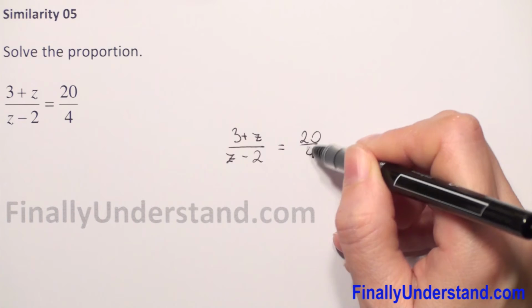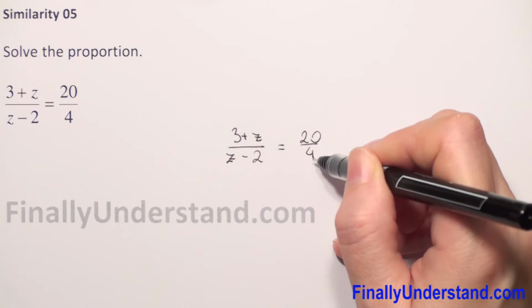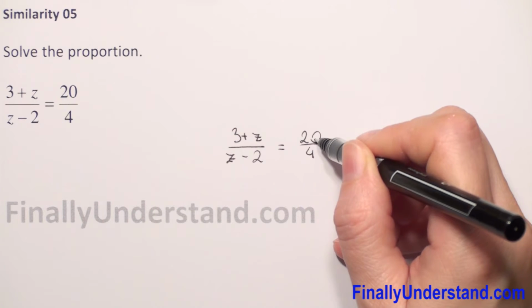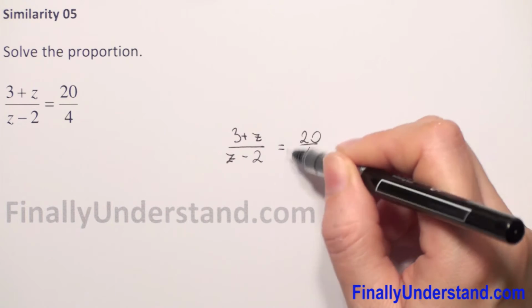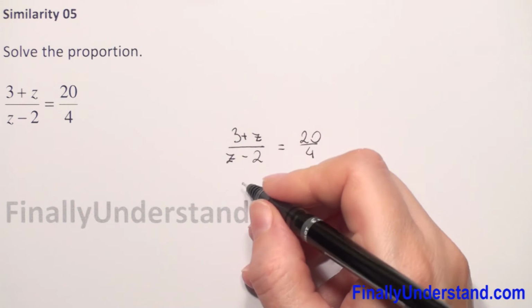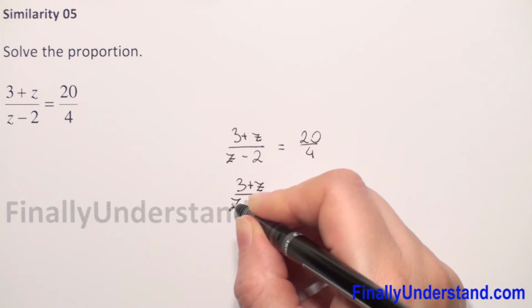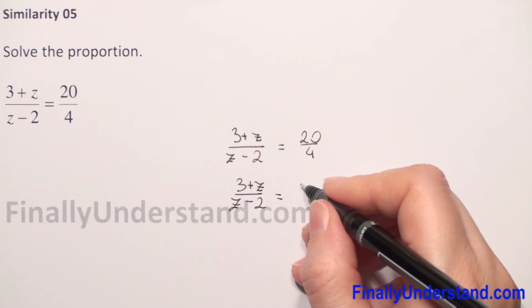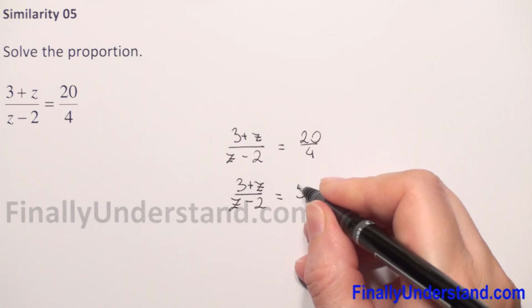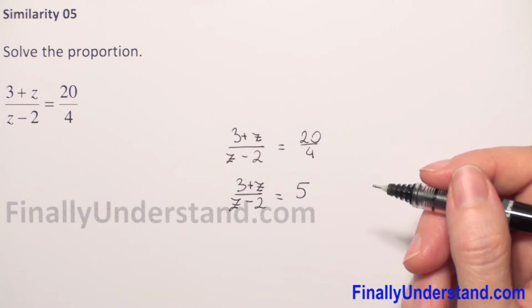But because on the right side we have 20 over 4, we can divide 20 by 4. So we will simplify the right side. The left we will copy. So we have 20 divided by 4 is 5. What can we do next?